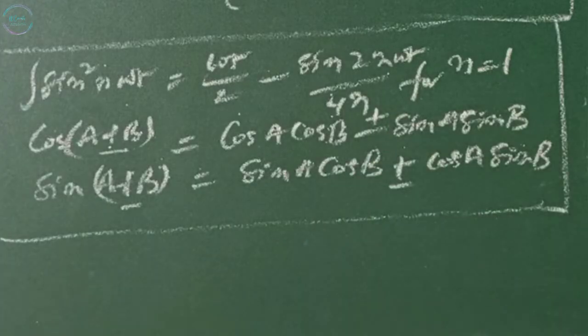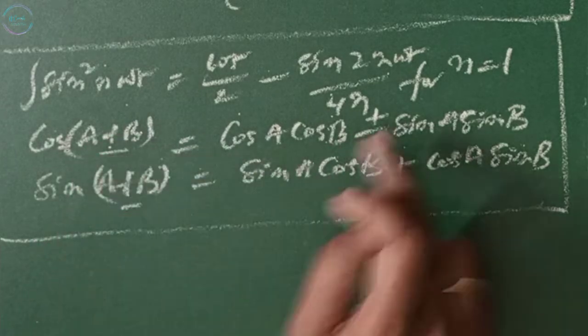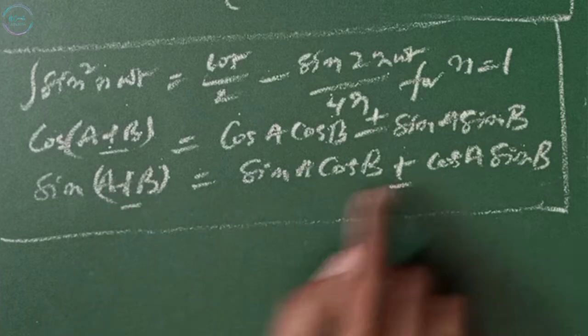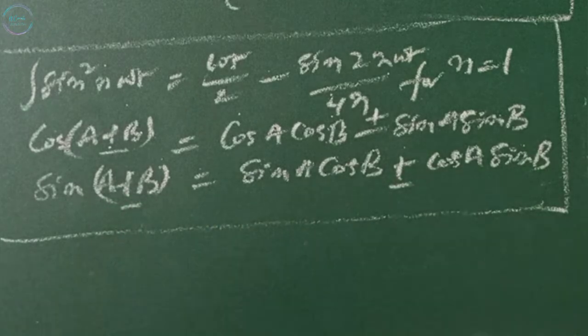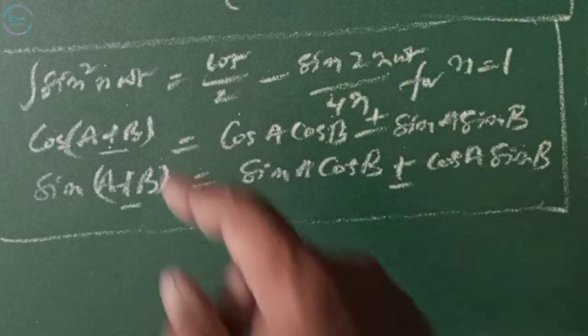Formulas used: in cos, if it is plus, it is minus; if it is minus, it is plus. In sine, plus is plus, minus is minus. These are the formulas used while deriving the above equations.